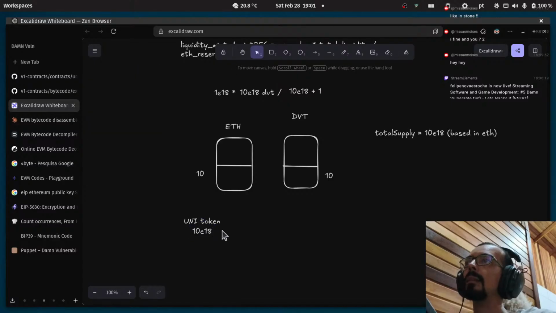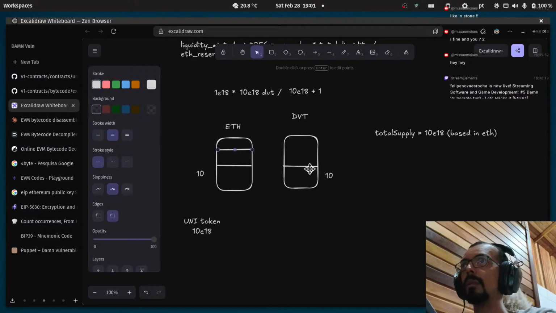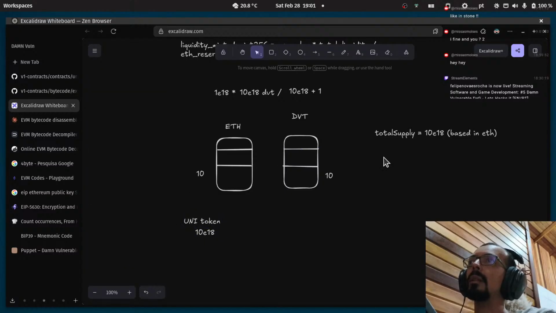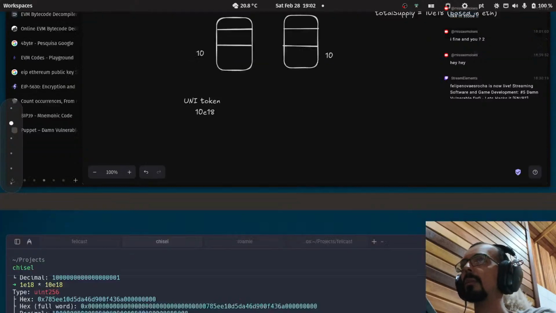But the idea is that when I add more, I am going to have some unit tokens, and I need to change the relationship between the two so I'm able to make the DVT price very cheap, and then I can borrow all the money. Yes, so that's going to be the trick. That's for now. It's already 1 hour. Damn, we did nothing in 1 hour.